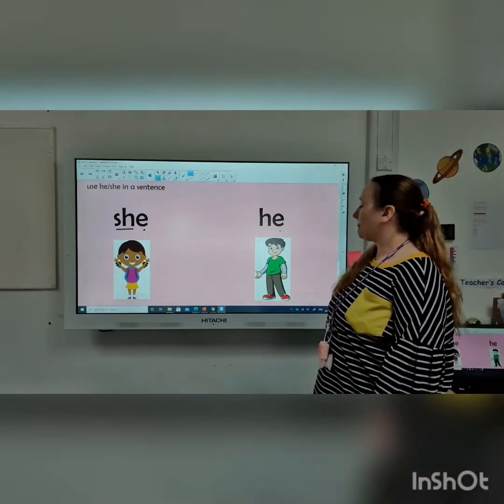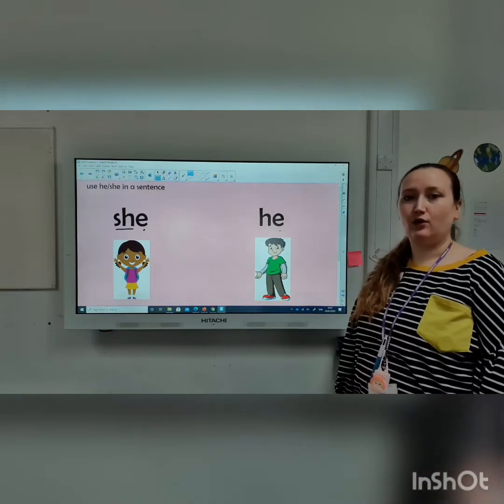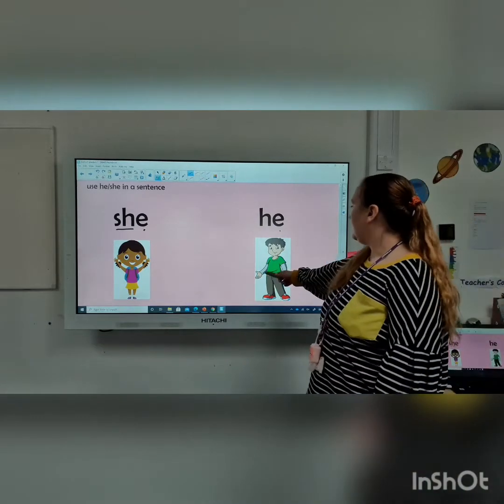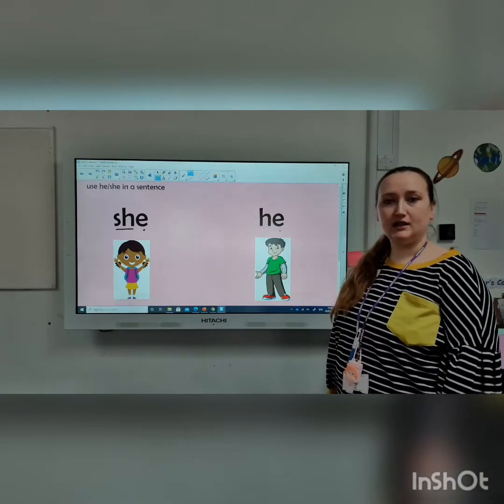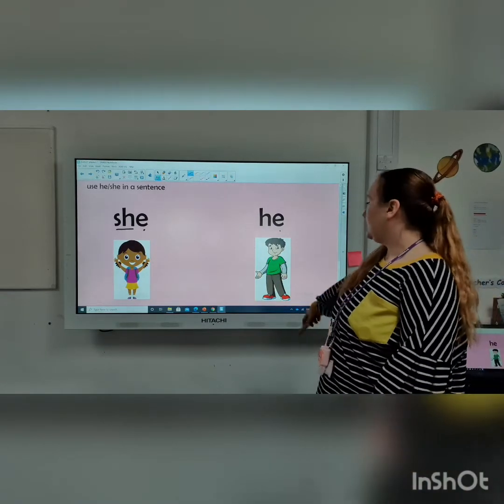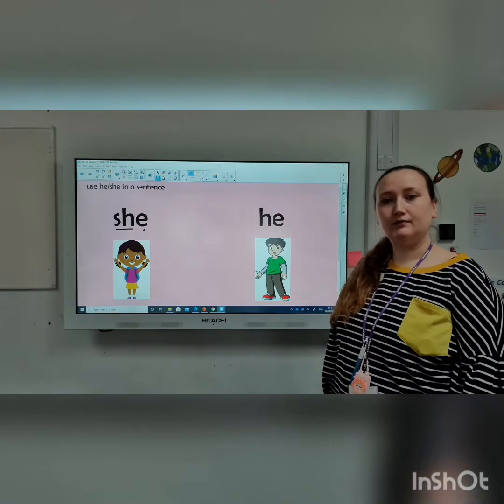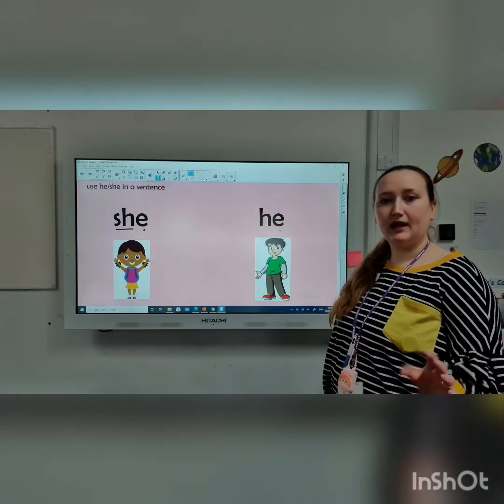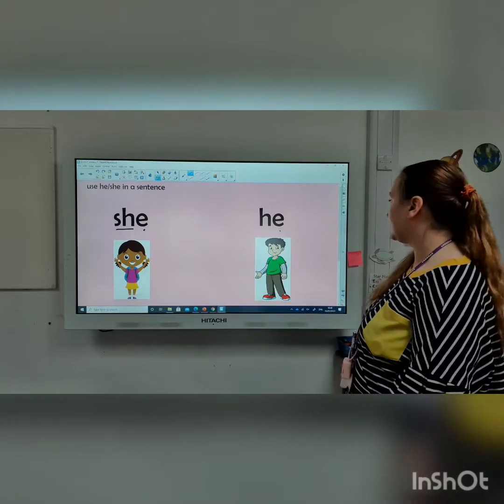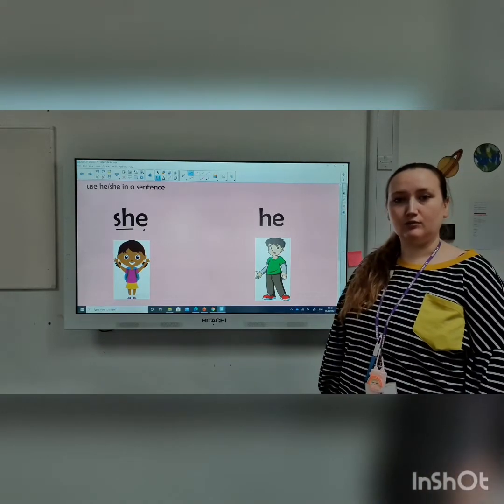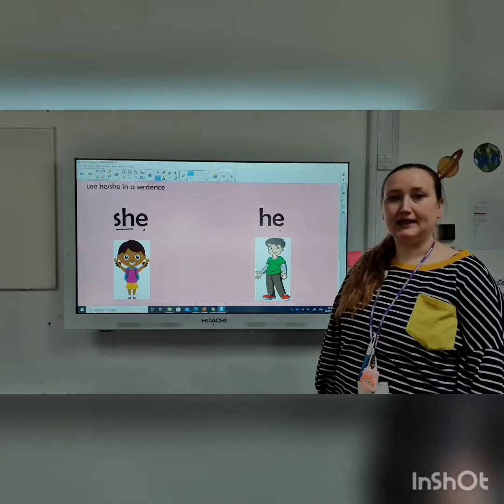So he. What sentences can we use for he? He is wearing a green t-shirt. He has red shoes on. Okay, he climbed up a hill. There's lots of sentences that you can come up with. See if you can come up with some sentences using the word he.